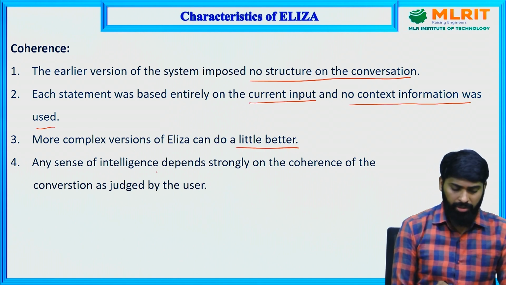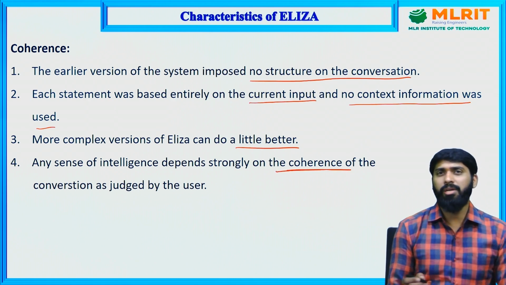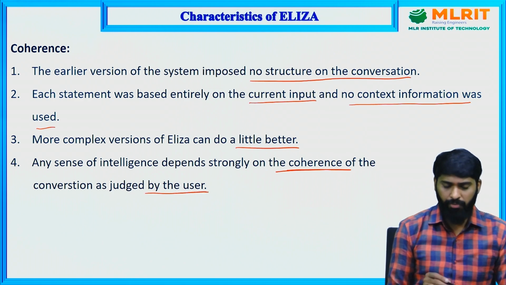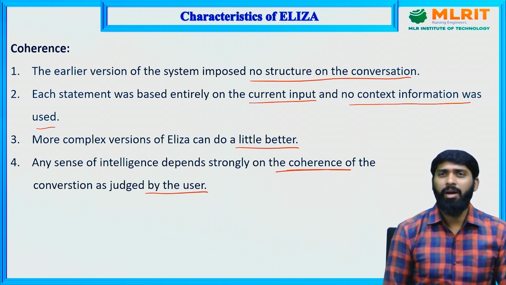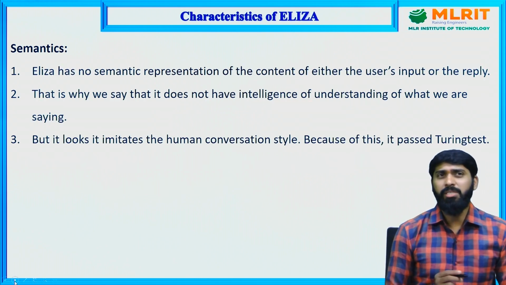Any sense of intelligence depends strongly on coherence. Coherence means logical connections of the conversation as judged by the user. For example, "What is the weather in Hyderabad?" If I pose that question and it says, "Hyderabad is famous for biryani," the coherence is very low. It is not logical. Now, semantics means rules.